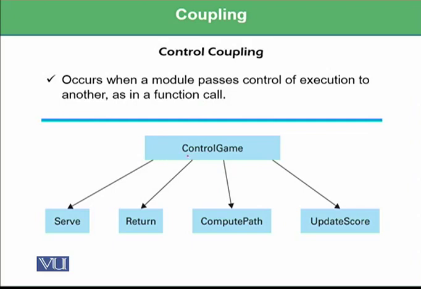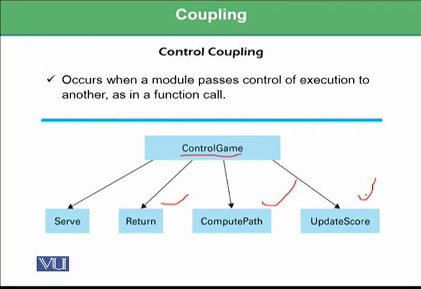For example, our main module, control game, calls the serve module. When control is passed to the serve module, this is called control coupling. Similarly, it calls the return module, the compute path module, and the update score module. So whenever a module passes control of execution to another, it is known as control coupling.